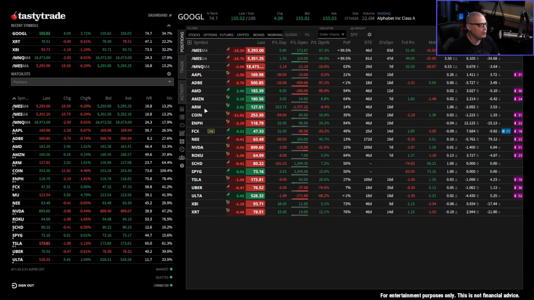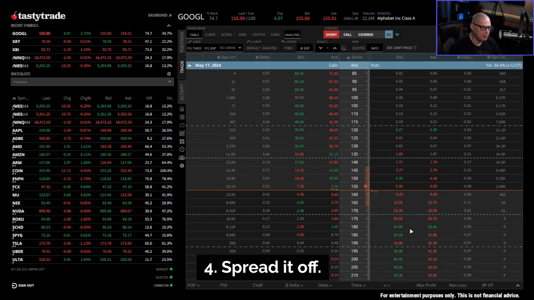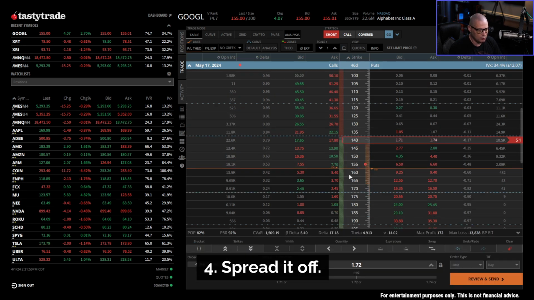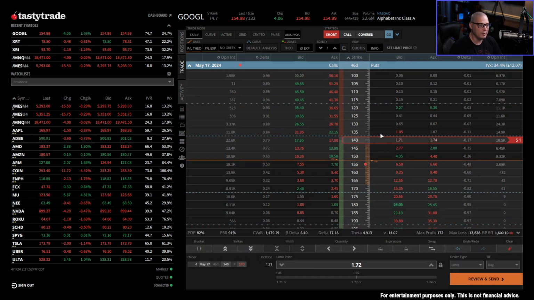One thing you can do is spread the trade off. When I talk about spreading it off, if you have a naked option, whether it be a naked short put or a naked short call, you can spread it off by turning it into what we call a vertical spread. On a put, you sell a short put and below it buy a long put.